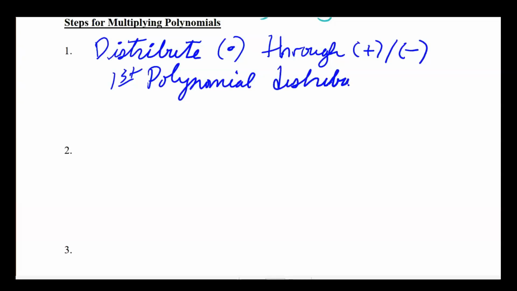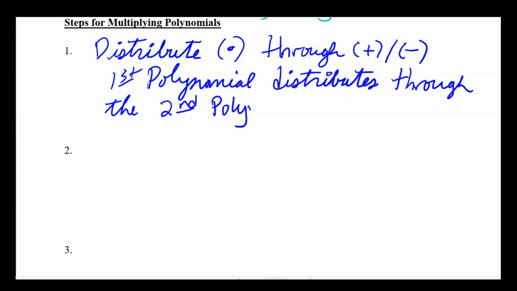distributes through the second polynomial.